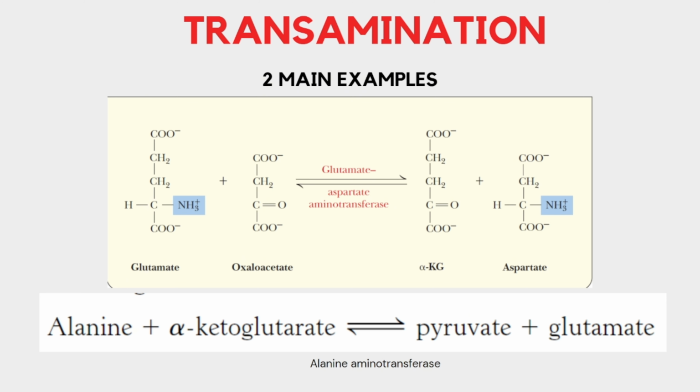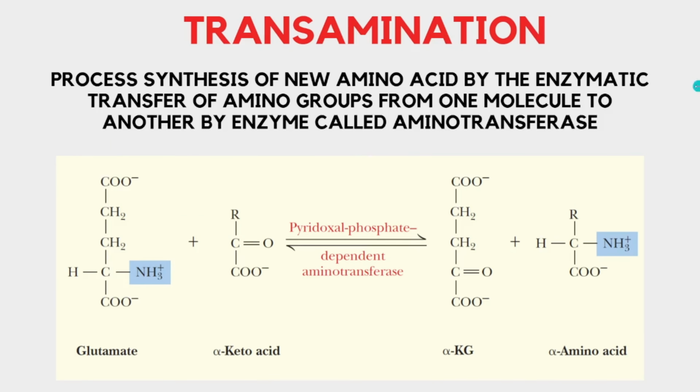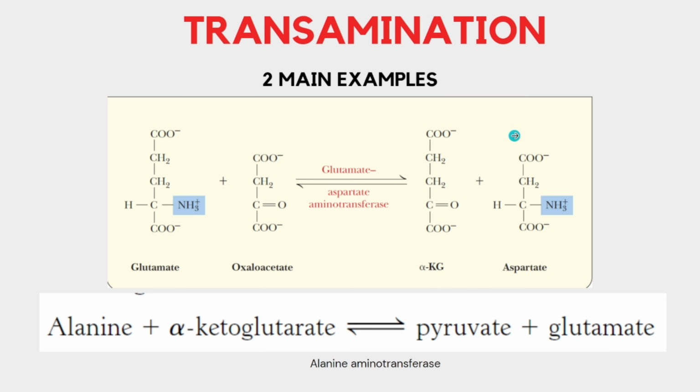So in this reaction, when you want to write it, the most important thing is here. And you can use one of the examples. I recommend using this. This is the most famous example, glutamate and oxaloacetate. You can use this example. Okay, so that's all about transamination.